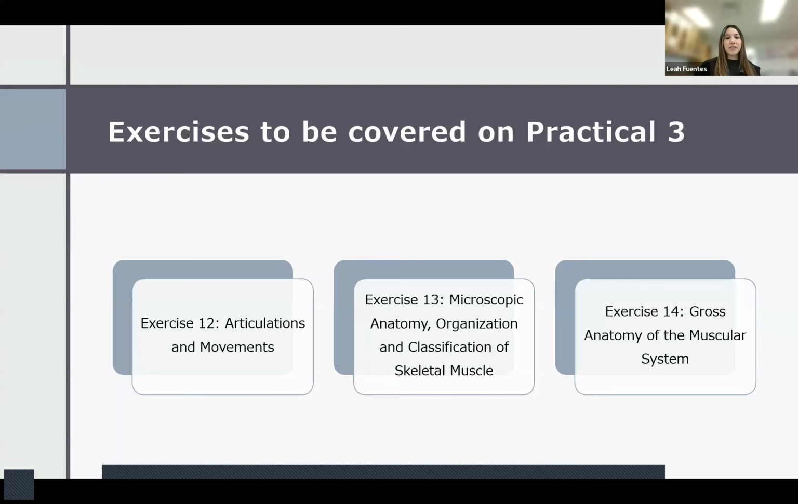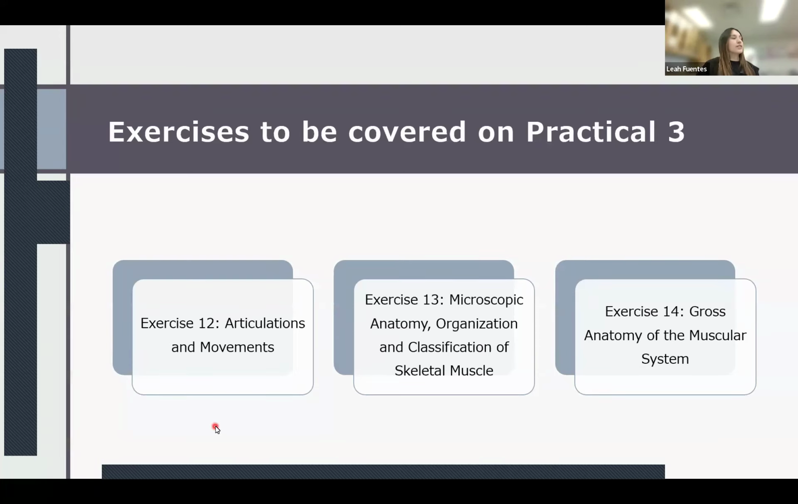So one more time, we're going to be reviewing for Lab Practical 3. The exercises that are going to be covered are exercise 12, 13, and 14. 12 is articulations and movements, and this also includes joints. Exercise 13 is microscopic anatomy and the organization and classification of skeletal muscle. And then exercise 14 is gross anatomy of the muscular skeleton. So naming all of the muscles, being able to identify them, so on and so forth.